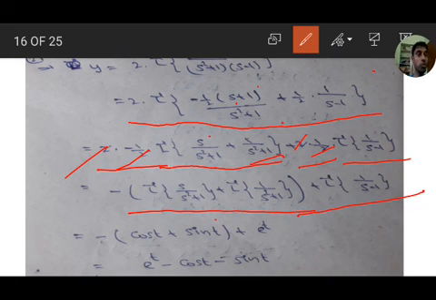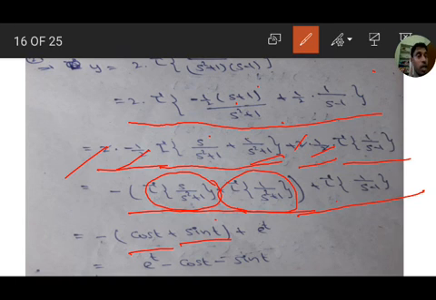Here also 2 cancel. We get minus of L inverse of s by (s square plus 1) is cos t, L inverse of 1 by (s square plus 1) is sin t, and L inverse of 1 by (s minus 1) is e to the power of t. So if we multiply with minus, we get minus cos t minus sin t. So plus term is first: e to the power of t minus cos t minus sin t. It is the answer.